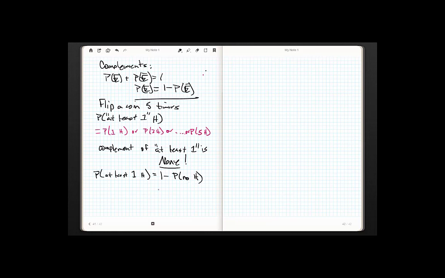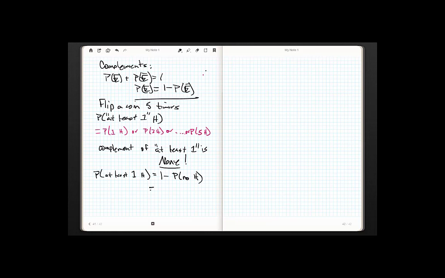1 minus the probability. Well, what's the probability of flipping a not head on a coin? Flipping a not head is just the half, right? Because that's the probability of flipping a tail, which is the complement of a head. There's nothing else to flip on a coin.